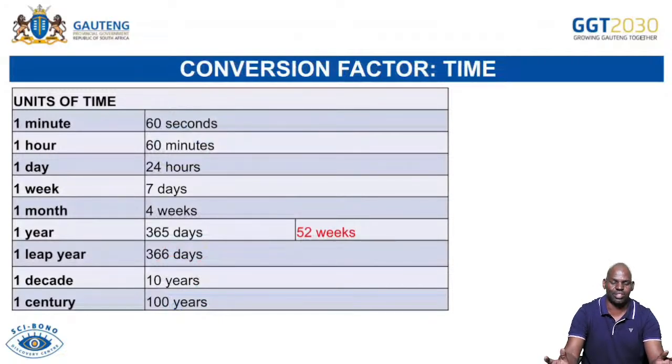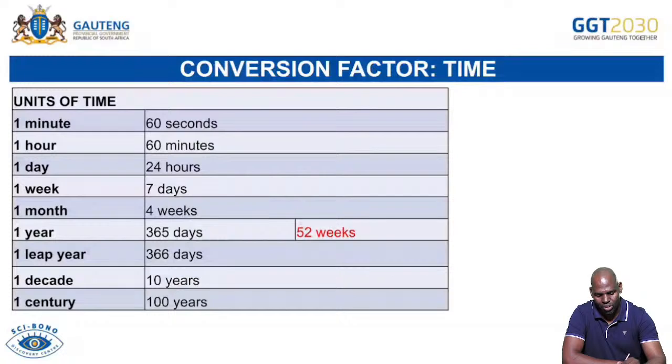A normal year is 365 days. Sorry, not 365 years. 1 year is equal to 365 days, which is the same as 52 weeks. A leap year is 366 days. A decade is 10 years, and a century is 100 years.